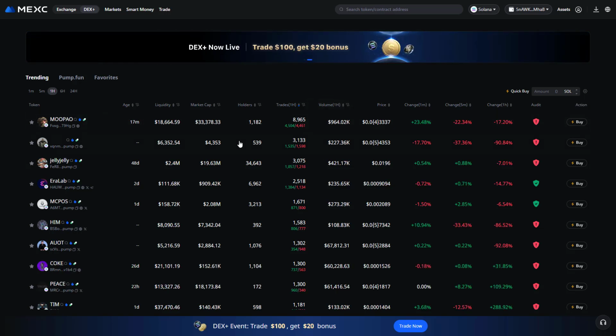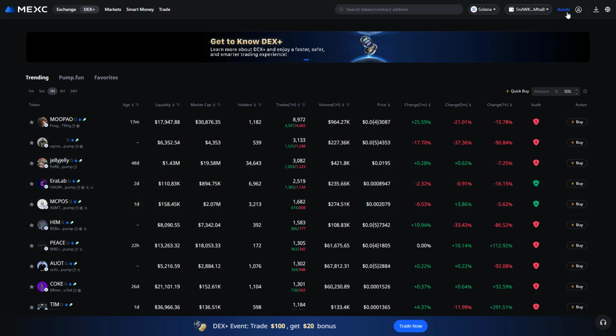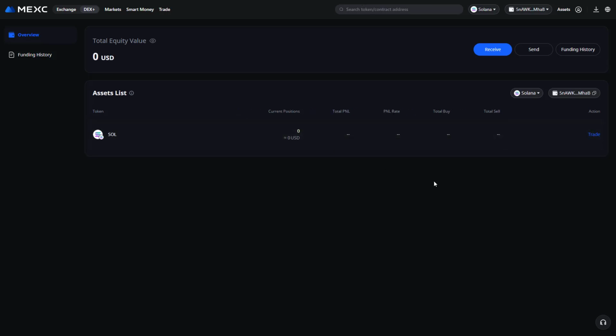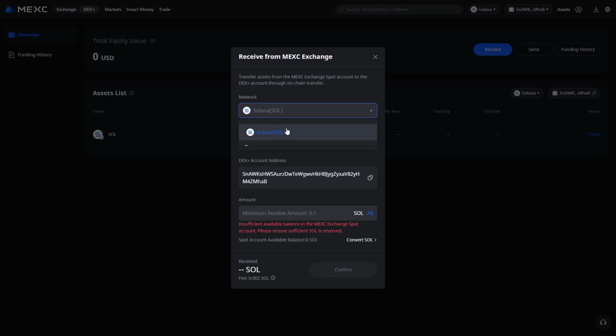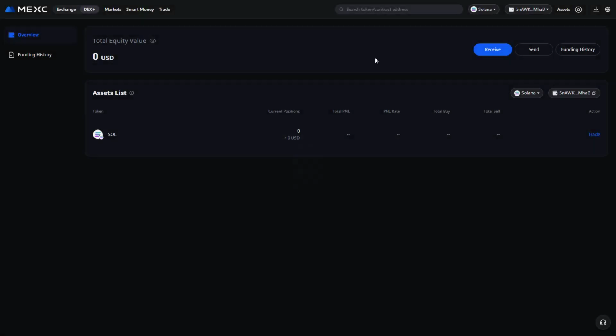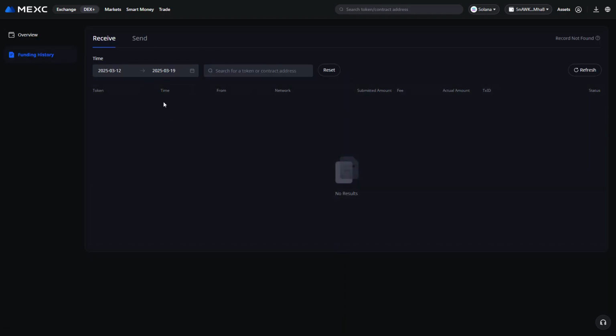So how do you deposit in DEX Plus, for example, to trade any token? It's very easy. As you see here, assets. You click assets, go to the assets page, and click receive. As you see here, there is just the Solana network, so Solana, SOL, and enter the amount of your trading funds to fund your account. You can also find the funding history here. Because my account is new, there is no funding history.